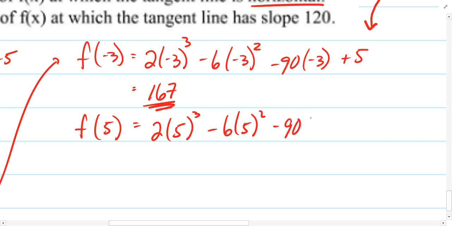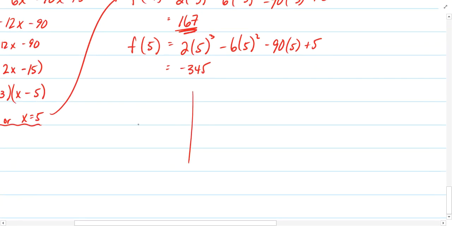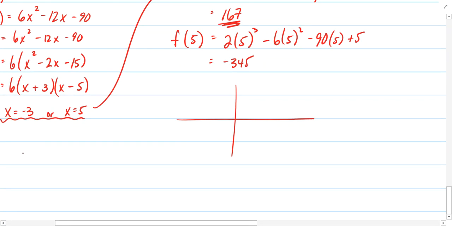And for our second point, we just substitute the number 5 in place. And if we were to evaluate that, we get a result of -345. So again, we don't know a whole lot about this particular function, but now we know that at the coordinate -3, 167, which is up here somewhere, let's say, and then at the point 5, -345, so over here, way down here, we know the graph has leveled off.